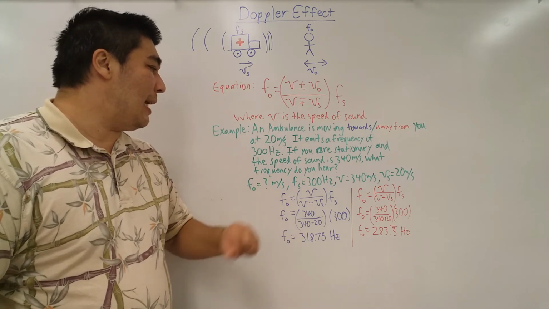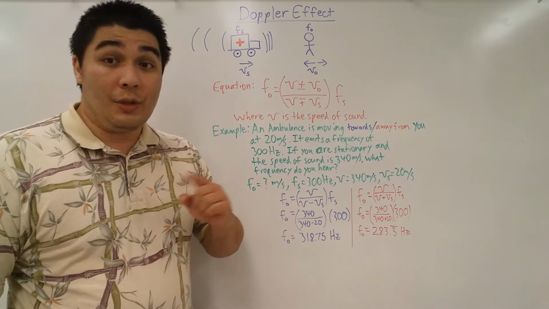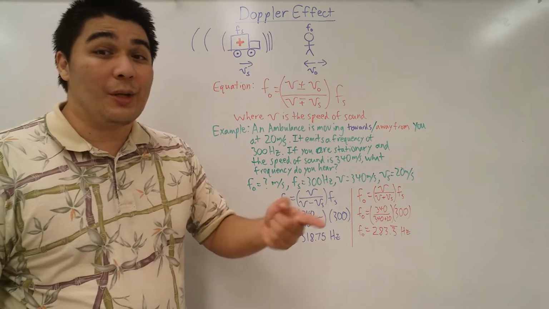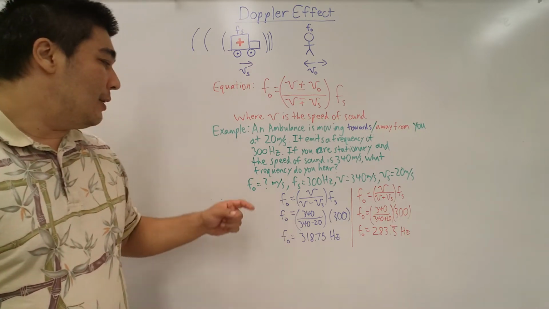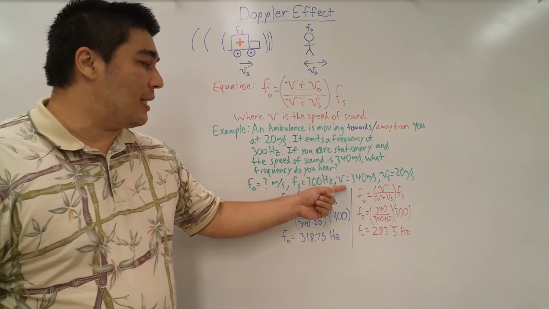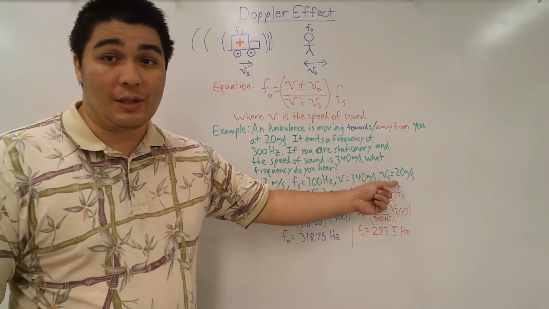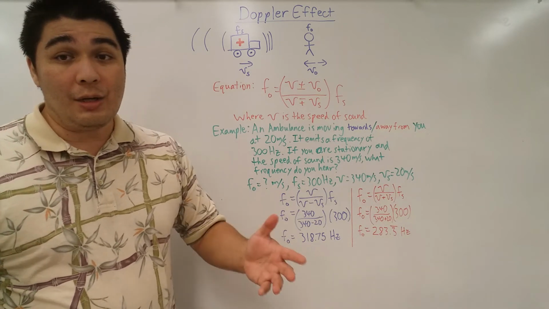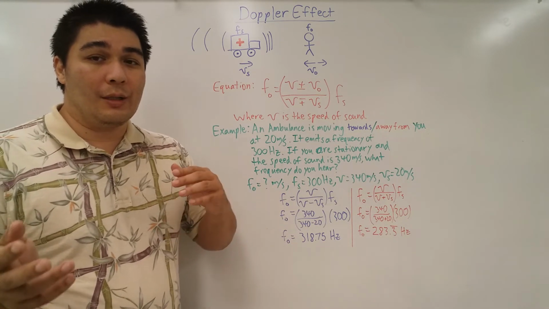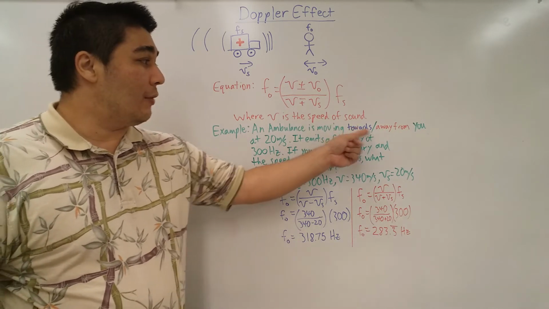If you are stationary and the speed of sound is 340 meters per second, what frequency do you hear? So basically it's saying, what is the frequency of the observer? So we don't know what that is. We know the frequency of the source is 300 hertz. We know the speed of sound is 340 meters per second, and that the speed of the source is 20 meters per second. And so now we're going to do this problem two different ways based on the two scenarios that I gave right over here.